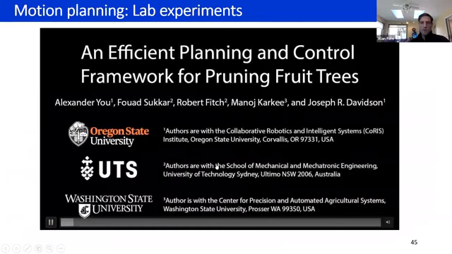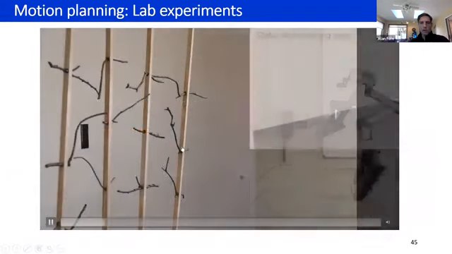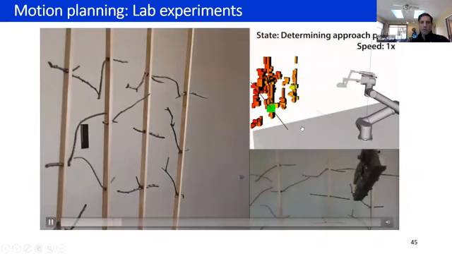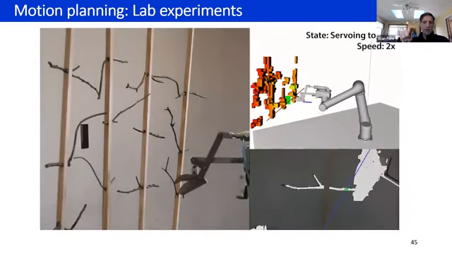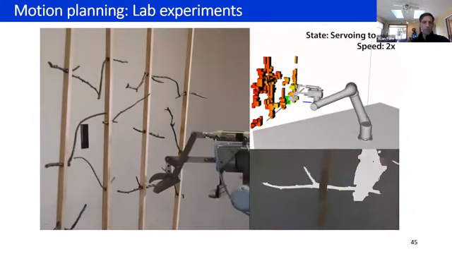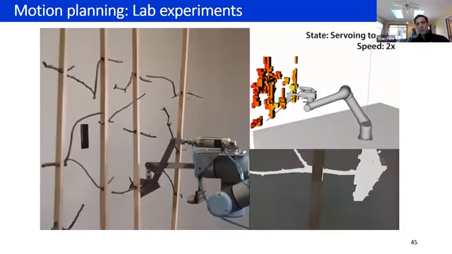So this is in the lab, but if they have a model of where the branches are, they're showing you that they can sort of kind of do the pruning. I don't recommend doing a lot of pointing around these experiments for obvious reasons. They can prune.